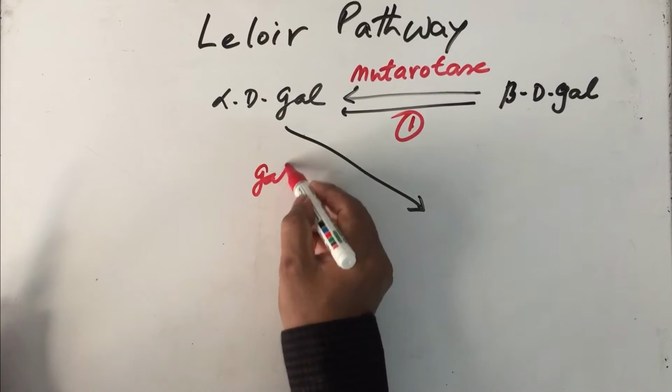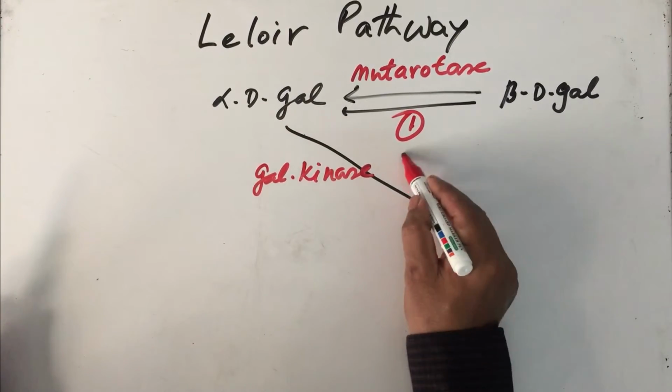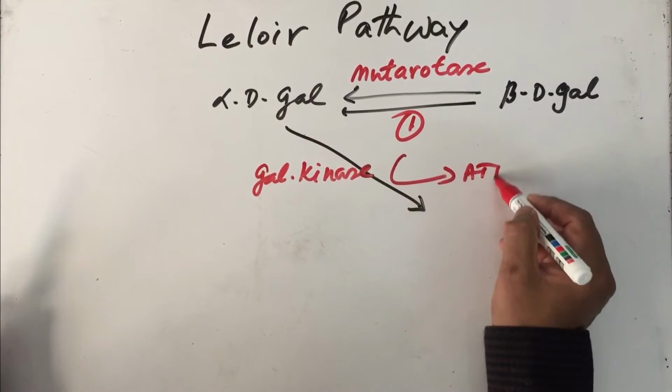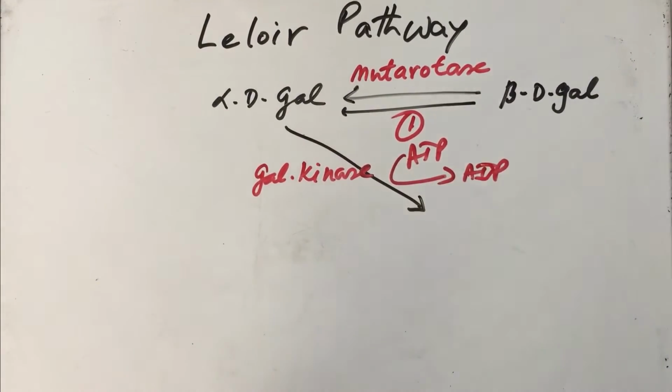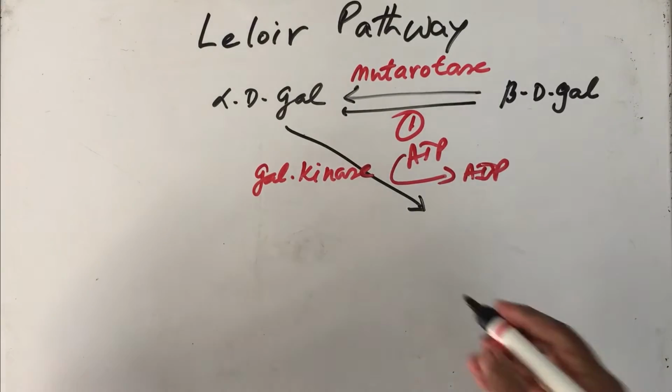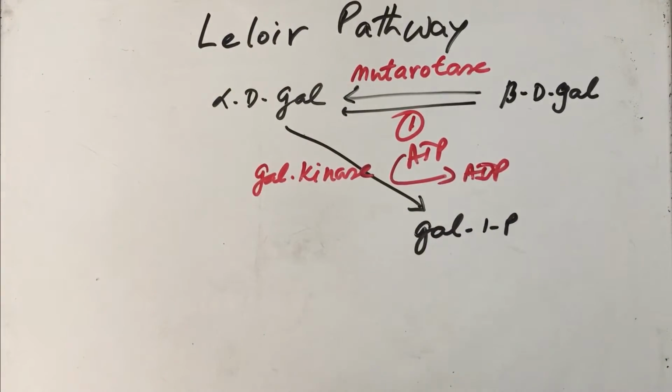Galactokinase requires an ATP to ADP conversion, and you will have galactose 1-phosphate. At the first position it is phosphorylated. So once you have galactose 1-phosphate, at the same time there is another reaction that must occur.